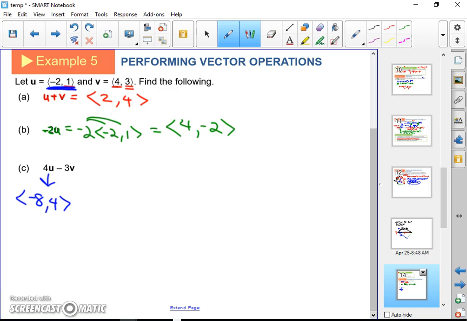And then we're going to do 3v. So take that v and multiply by 3. We've got 12, 9. We're going to subtract those 2 vectors. Okay, so the last step, we'd have to take what we just got and subtract it. So that's fine. Negative 8, subtract your parts. Negative 8 minus 12 is negative 20. 4 minus 9 is negative 5. So we would have the vector negative 20, comma negative 5.